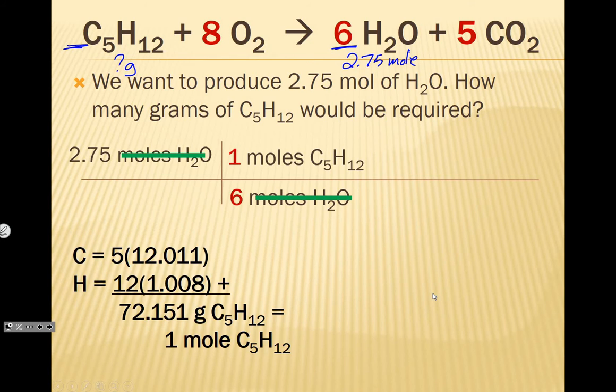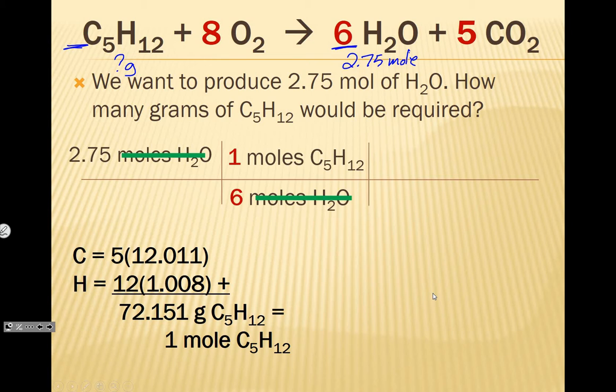Now we're going to go forward. In order to go forward, since it wants grams and we're in moles, we have to go back to our mole map and add up the mass of that, because I need to find out how many grams are in 1 mole of pentane. So I'm going to add that up. I'll give you a minute to write that down.